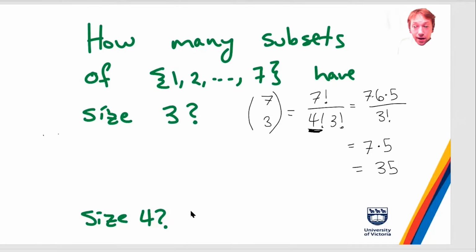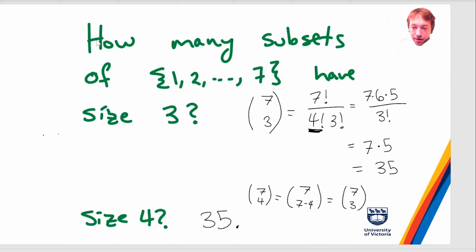And then 7 choose 4. Well, once we know 7 choose 3, we don't really have to think, because it's 35, because 7 choose 4 is the same as 7 choose 7 minus 4, which is 7 choose 3. So this is by the previous slide.